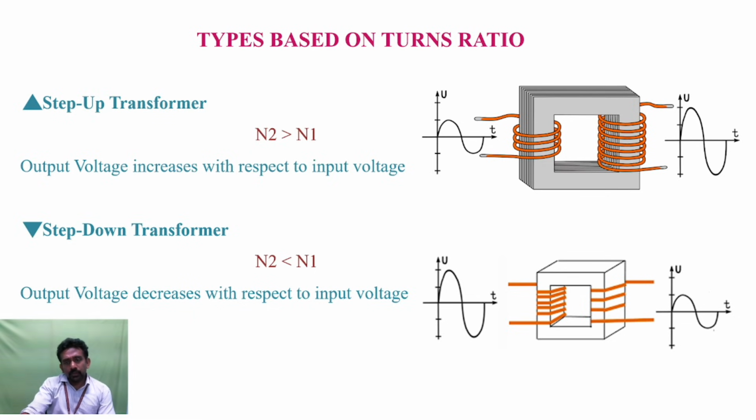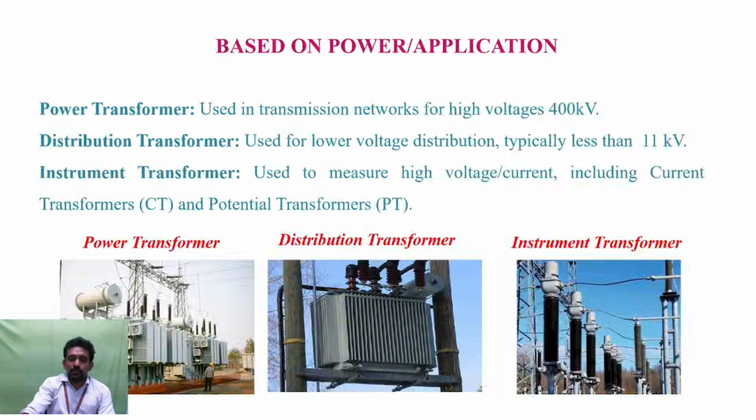The next type of transformer is classified by means of the turns ratio: the step up transformer and the step down transformer, where the windings present in the two limbs differ. For example, in the step up transformer, a low voltage is applied to the smaller number of turns of the primary winding, and the high voltage is attained as output through the large number of secondary windings. The same case is reversed in the step down transformer.